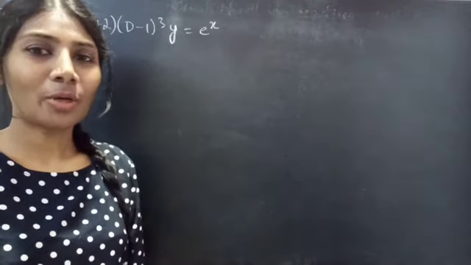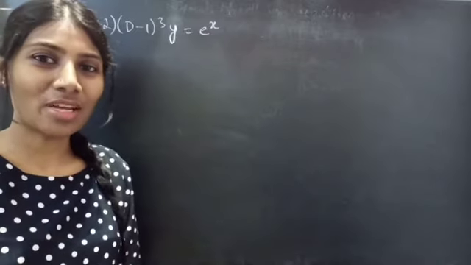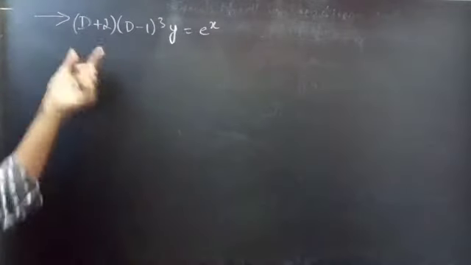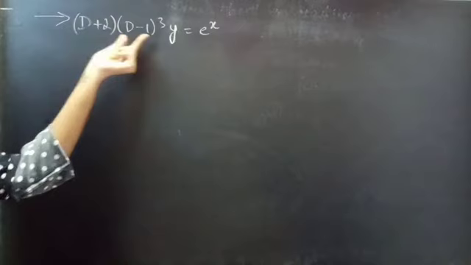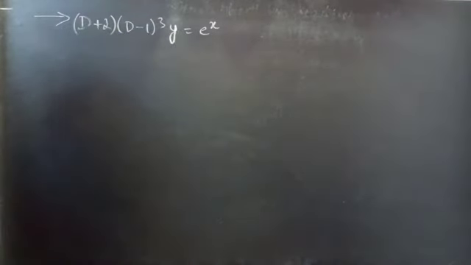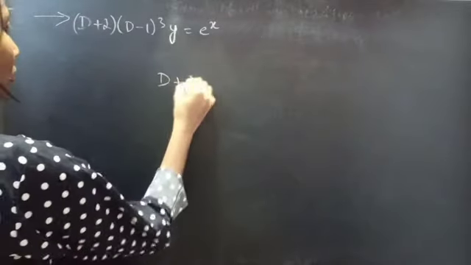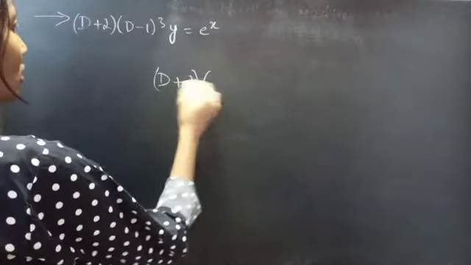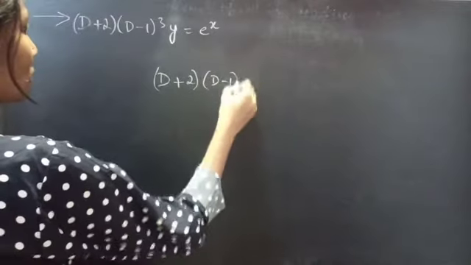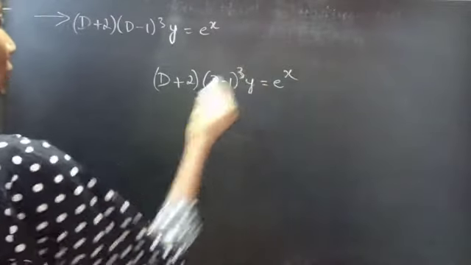In this video, we are going to solve a differential equation from higher order linear differential equations. So let's get going. Problem: solve (D+2)(D-1)^3 y = e^x. Firstly, let's find the order and degree of the given equation. We are given (D+2)(D-1)^3 y = e^x.